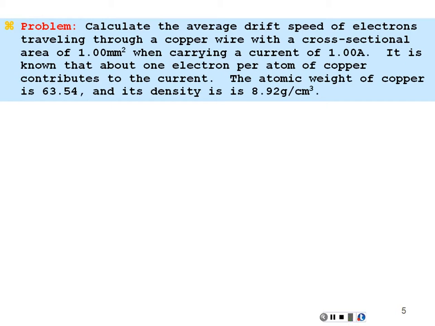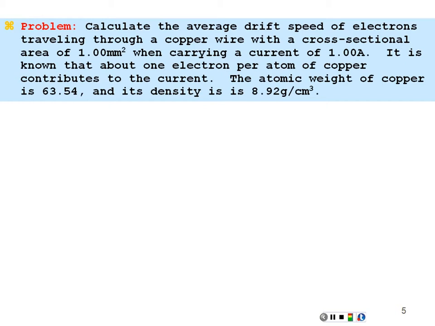So, we have a wire. 1 square millimeter of thickness is actually pretty thick wire carrying a good current. 1 amp is a lot of current. So we've got a wire carrying a good current. We want to find out how fast the electrons are traveling through this wire.